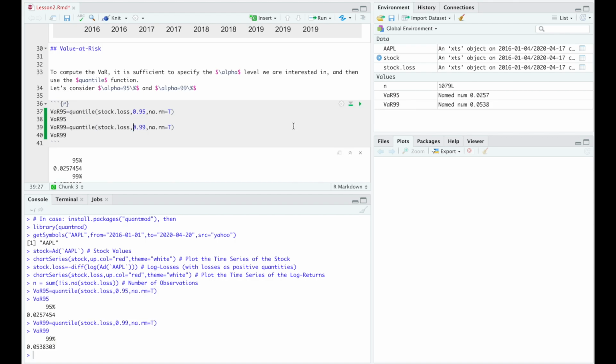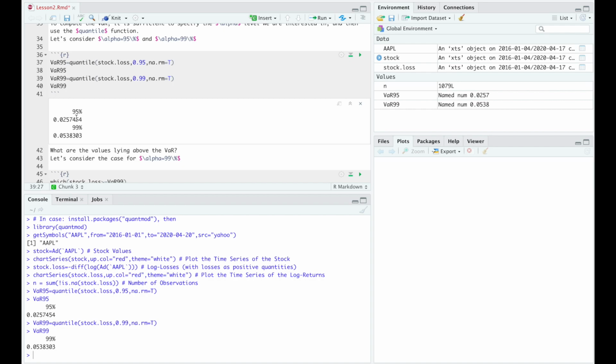So if we compute these quantities again, you see that the 95% value at risk is 0.02 and so on, and the 0.99 VaR is 0.0538 and so on. So what does it mean? It means that if I consider all the possible movements in the value of the Apple stock, then I can expect that 95% of all the variations will be smaller than 0.025. In terms of the original data, it means that a decrease in the value of my stock, which is larger in absolute terms than 2.5%, will happen only in 5% of the situations.